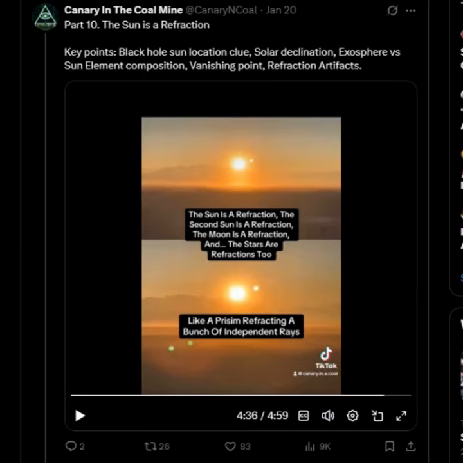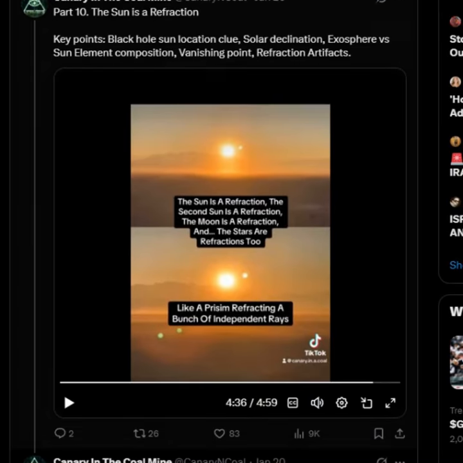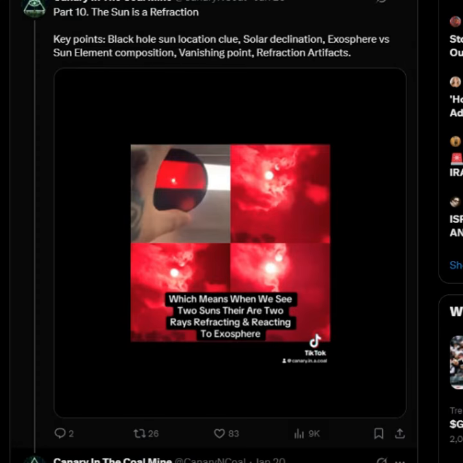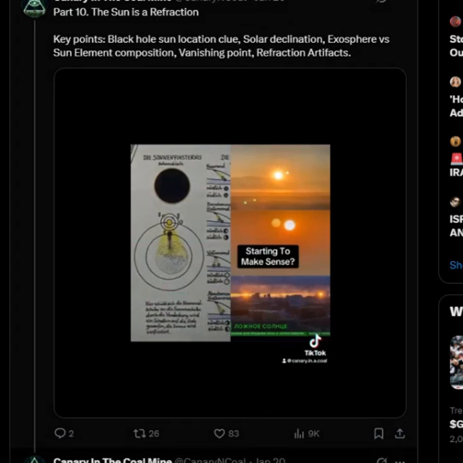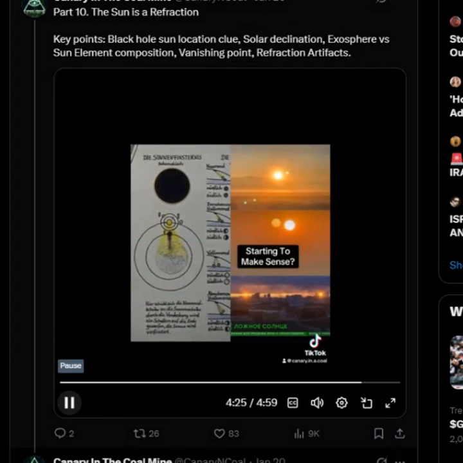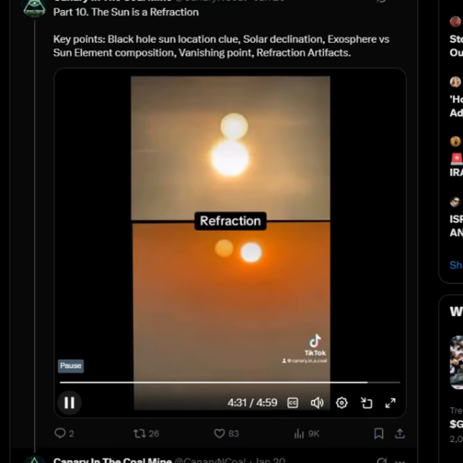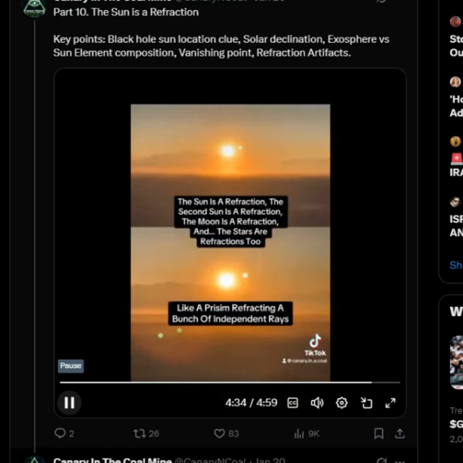In part 10 of the series, The Sun is a Refraction, there is this explanation. Easily explained by a refraction artifact. The secondary refraction is a much weaker ray, which is why it's not as bright. Starting to make sense. Do you see it? The sun is a refraction. The second sun is a refraction. The moon is a refraction. So I have a little bit of an issue with this explanation.